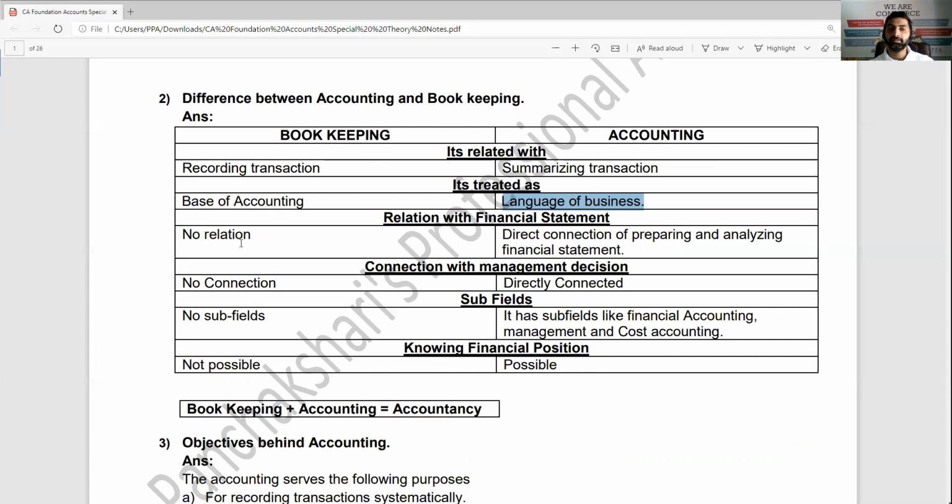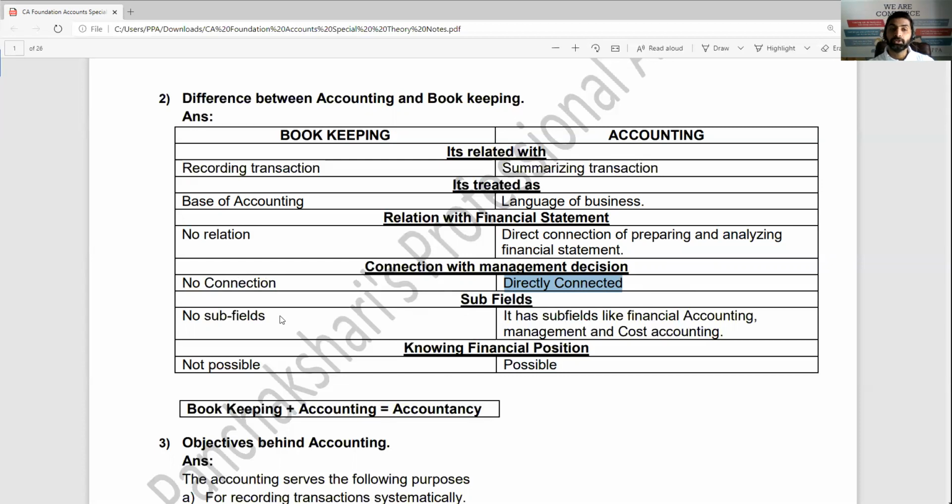Relation with financial statement, no relation. It is just preparation, recording the transaction. And here you prepare all the set of accounts like trading account, P&L account, and balance sheet. Connection with management decision, no direct connection. It is directly connected, as we discussed. If the GP ratio is increasing, good. Otherwise, we have to take the steps as decided by management.